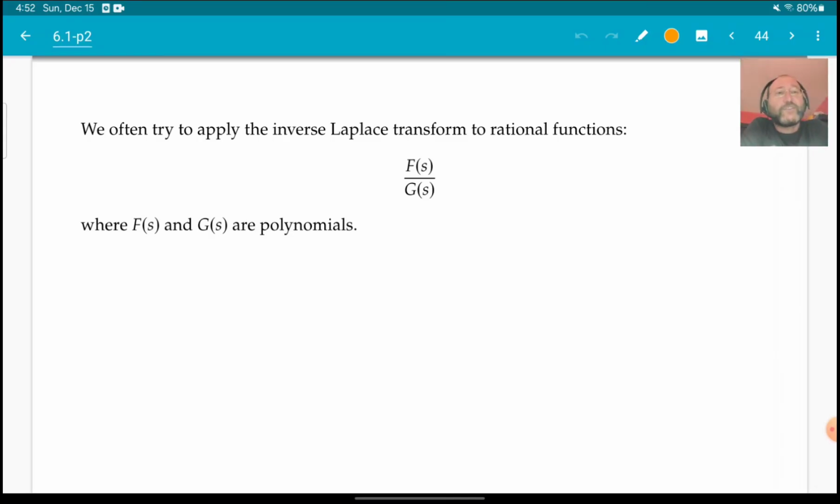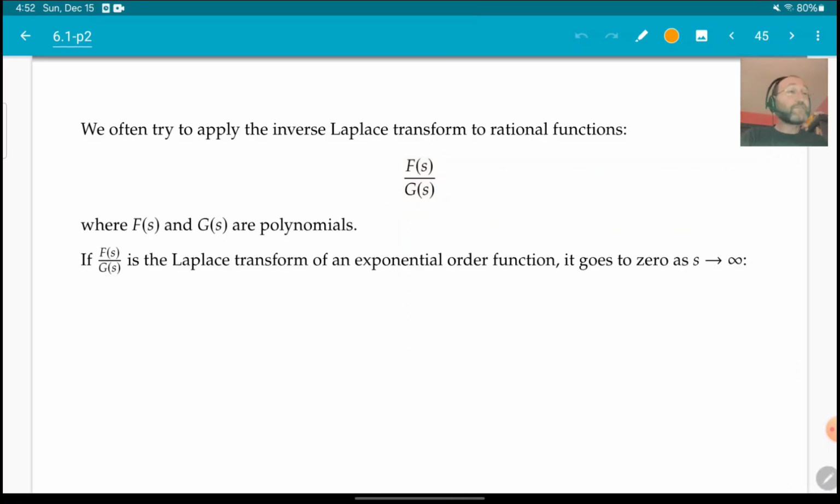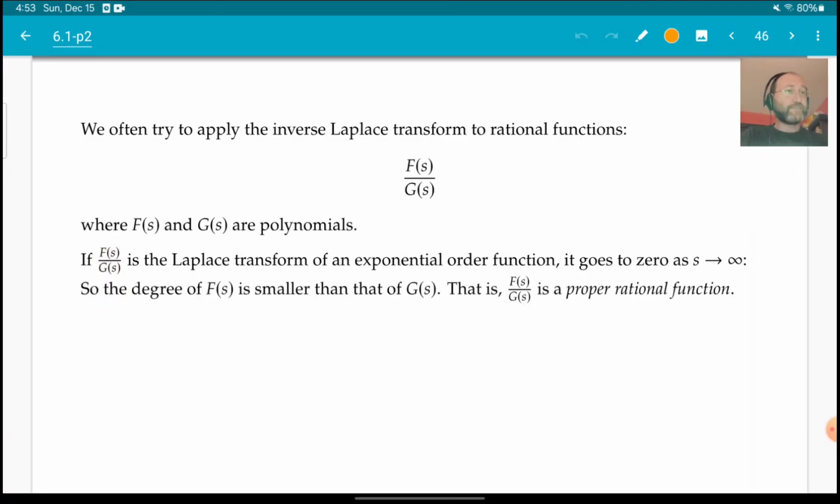I talked about this before. Most of the time, the Laplace transform is going to be something like this, where you have some rational function. Maybe there's going to be some exponentials in there, but a lot of times it looks like this. So you have a polynomial over a polynomial. Now, if this was a Laplace transform of an exponential order function, we said then this thing goes to 0. That means that it's a proper rational function, if you remember what this meant.